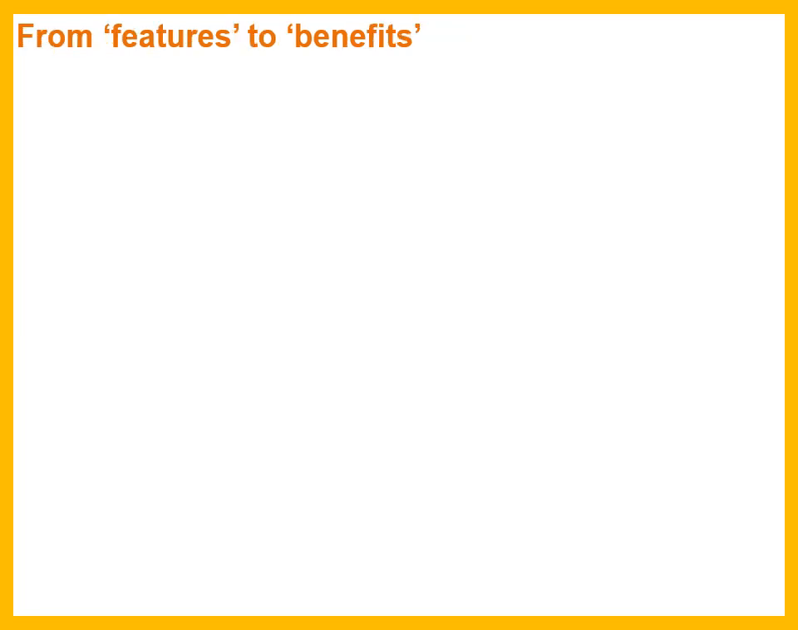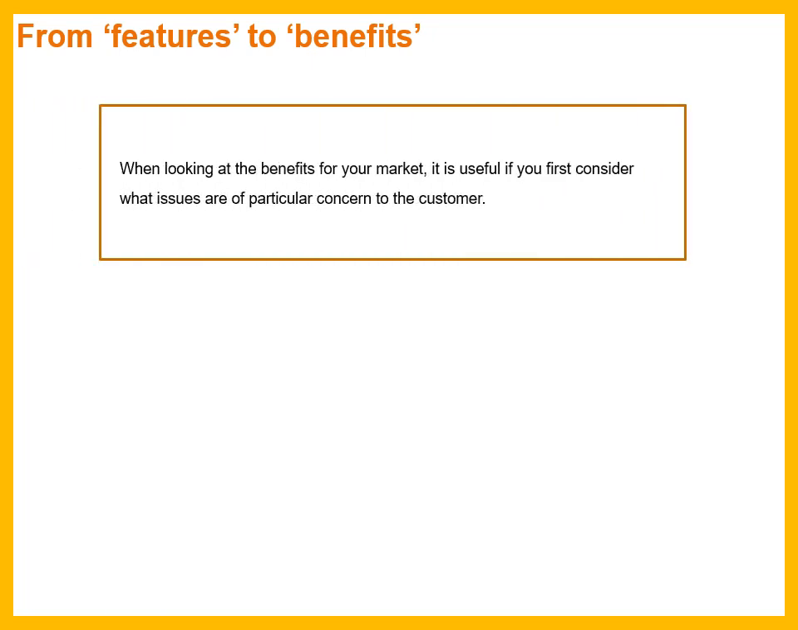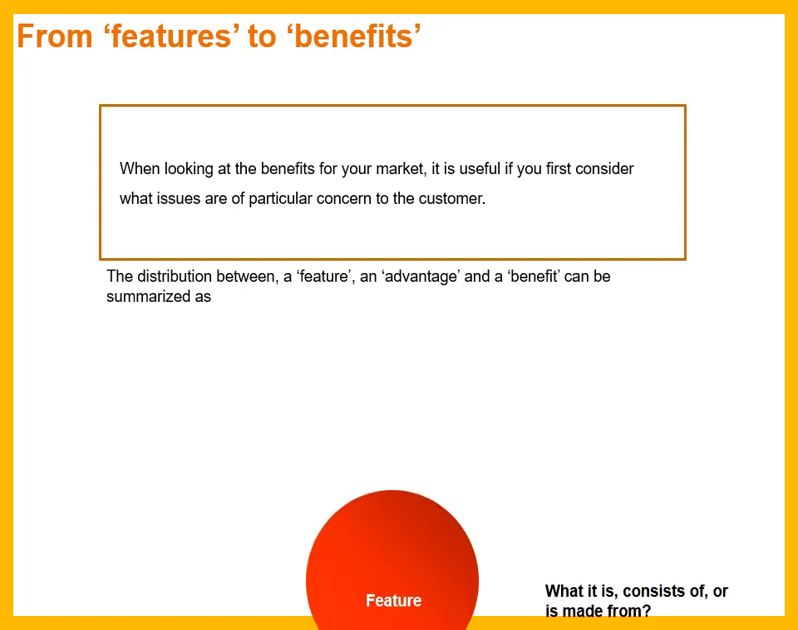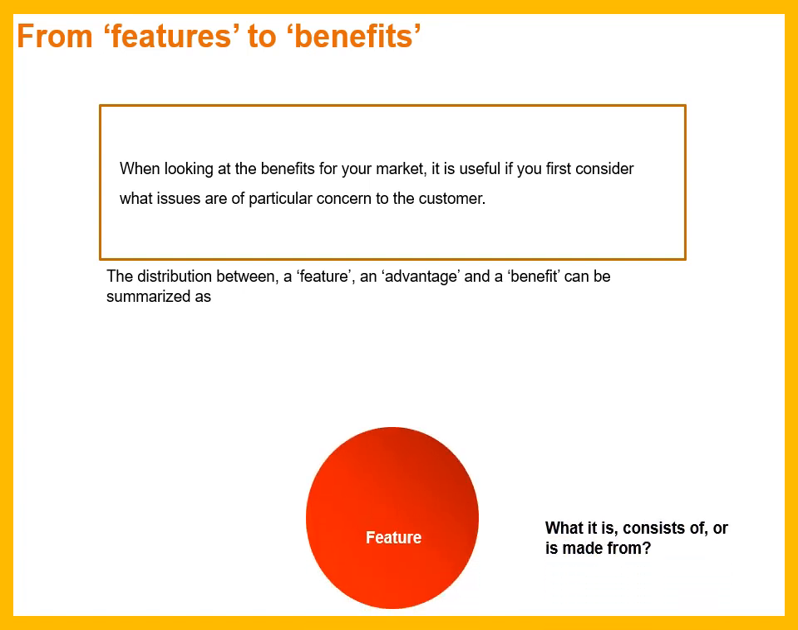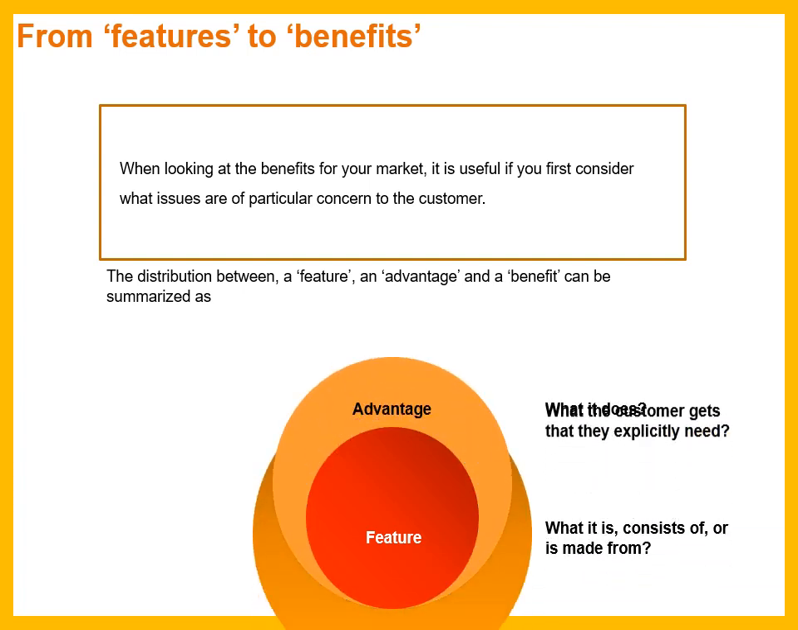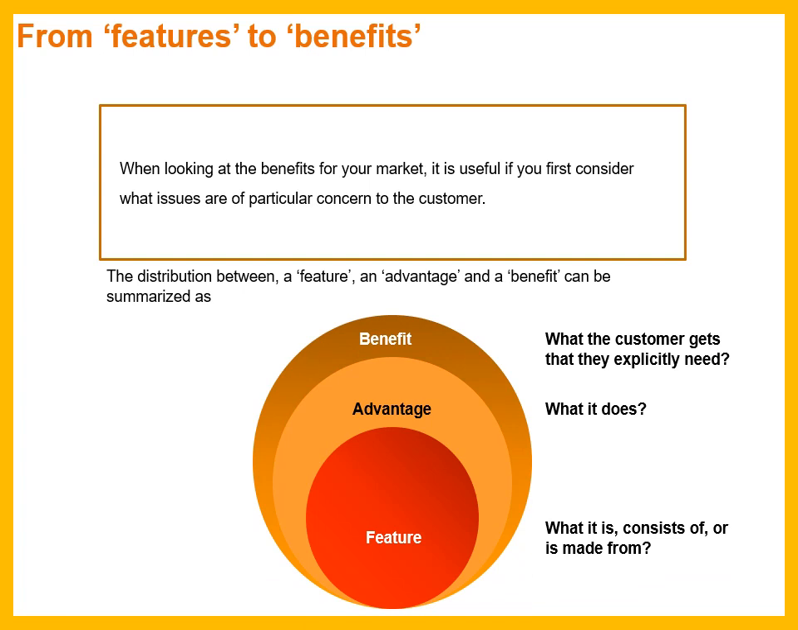From features to benefits. When looking at the benefits for your market, it is useful if you first consider what issues are of particular concern to the customer. The distinction between a feature, an advantage, and a benefit can be summarized as: feature, what it is, consists of, or is made from; advantage, what it does; benefit, what the customer gets that they explicitly need.